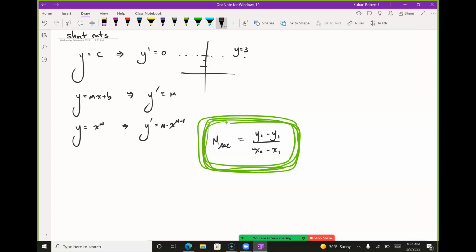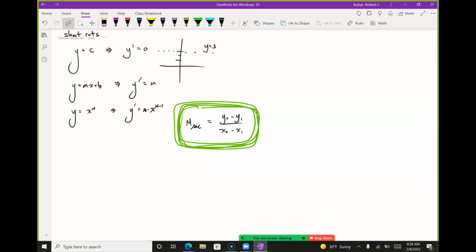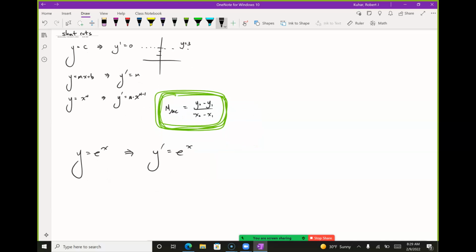Some beautiful ones. We're going to just memorize them for now. I will prove them. So y equals e to the x gives me y prime is e to the x. This is a very special function. It's saying that the slope at any point along the function is the height of the function. Pretty unique to have a function equal to its derivative. There are a few. If y equals ln of x, y prime is 1 over x.